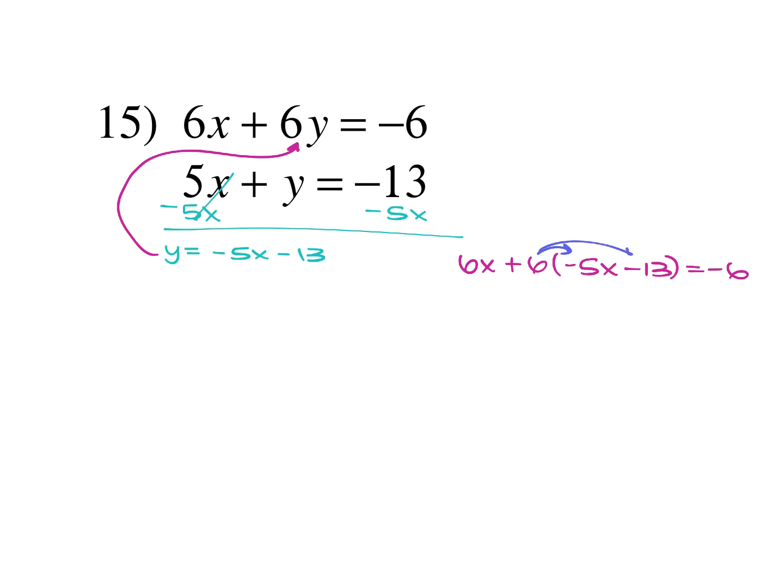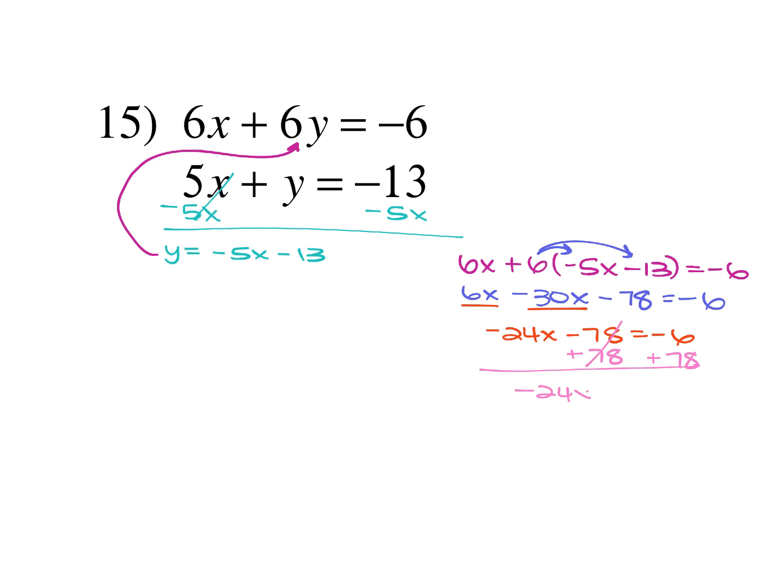Distribute your 6 in. The 6x stays. The 6 times the negative 5x is negative 30x. The 6 times negative 13 is negative 78 is equal to negative 6. What are you going to do next? Combine your like terms. So that's negative 24x minus 78 is equal to negative 6. If we add the 78 to both sides, you have negative 24x is equal to what?